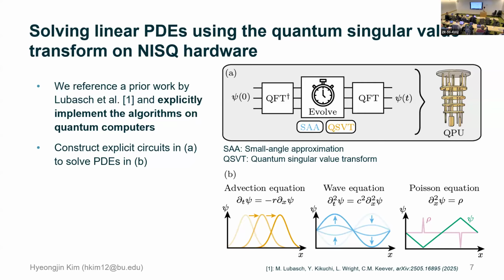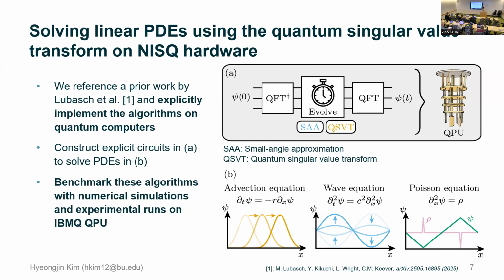And the sort of PDEs that we solve are the very simple linear PDEs. So we have the advection equation, wave equation, cosine equation. So we use these circuits in A and then solve PDEs in B. And then the other main part of the project is that we benchmark these algorithms with both numerical and experimental runs. Okay, so this is like the main crux of our project, and the rest of the talk will be just digesting each part and how we go through that.